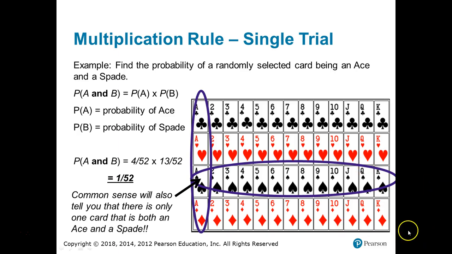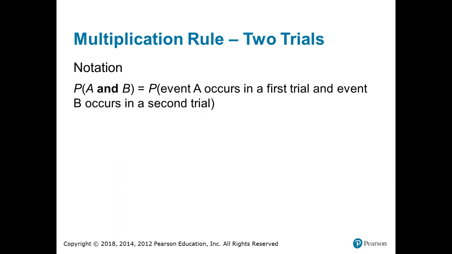And it's the same as just saying, well, only one card in a deck of cards is an ace of spades, so 1 out of 52. So you can just solve that one intuitively or mathematically, but I want you to be able to understand the mathematics behind it. Okay, so that we just did multiplication rule with one trial.